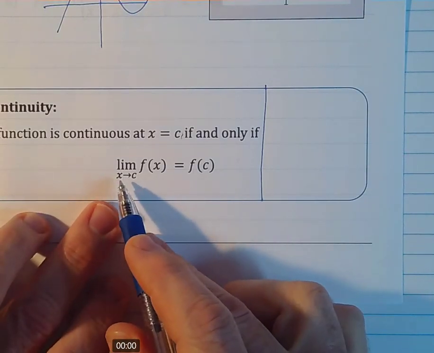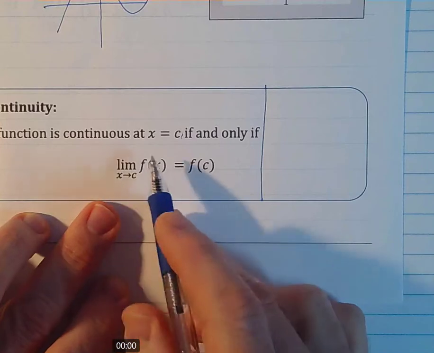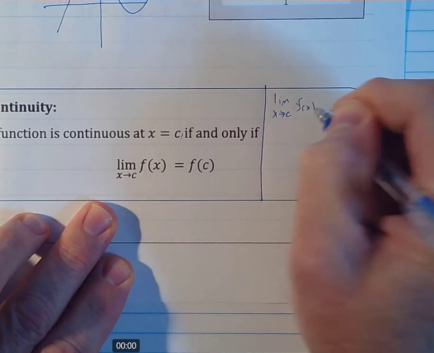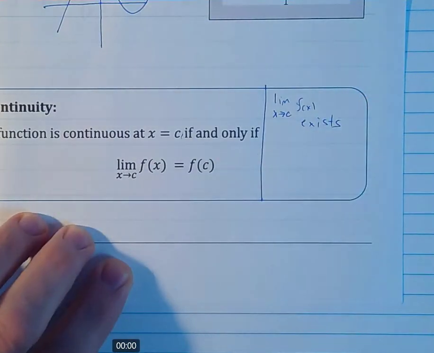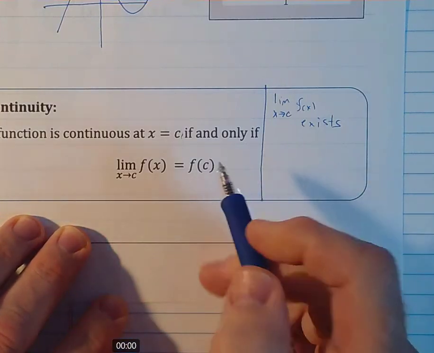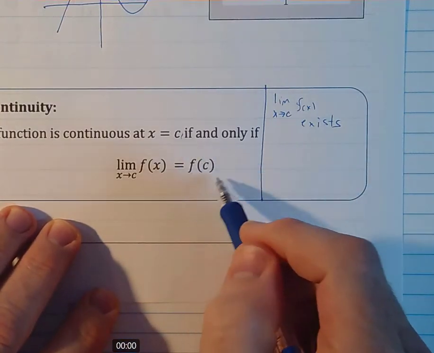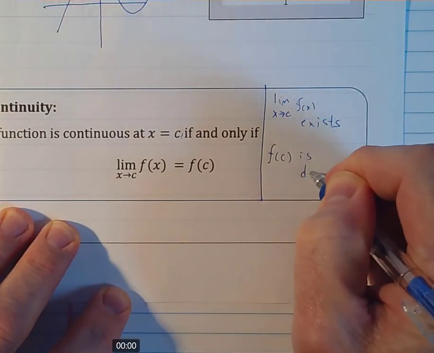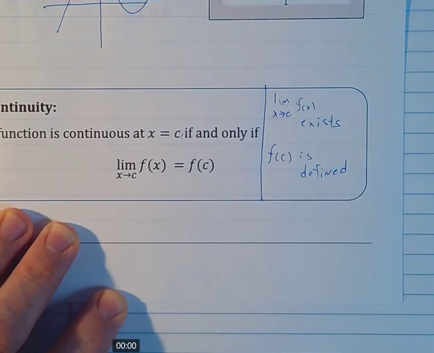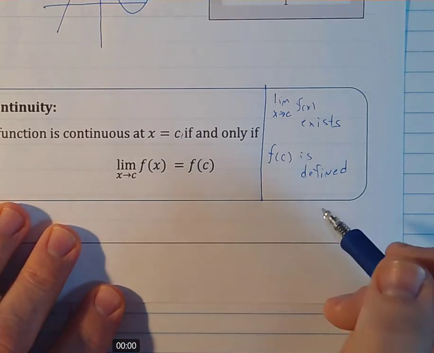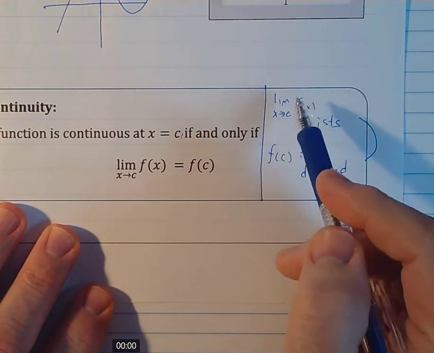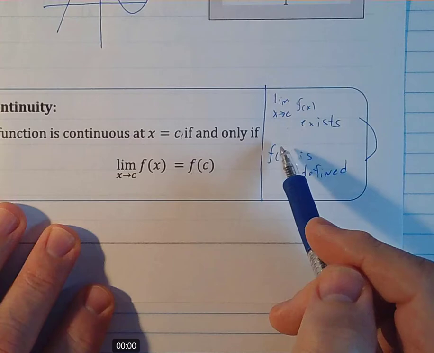One is we're saying that the limit as x approaches c of f of x exists. Okay, so that's one thing that we're saying. The other thing we're saying here is that f of c is a number. It's defined. So f of c is defined. In other words, another way of saying that is that c is a number that's in the domain of f of x. And then the third thing that it's saying is that these two things are equal to each other. The limit as x approaches c of f of x is equal to f of c.